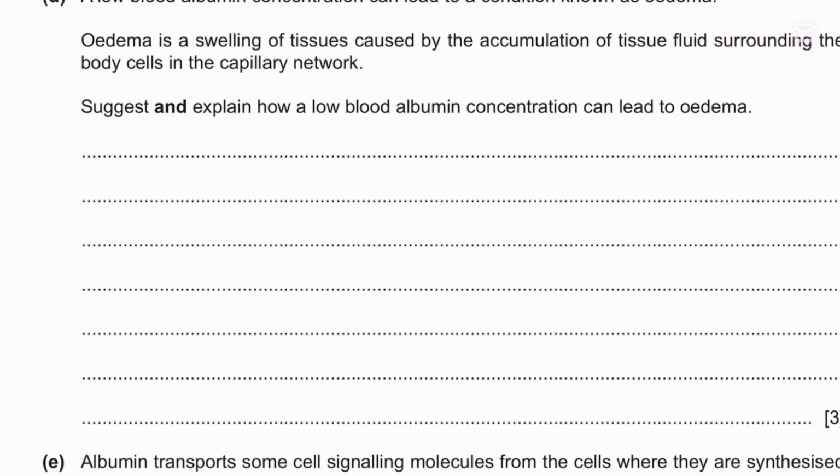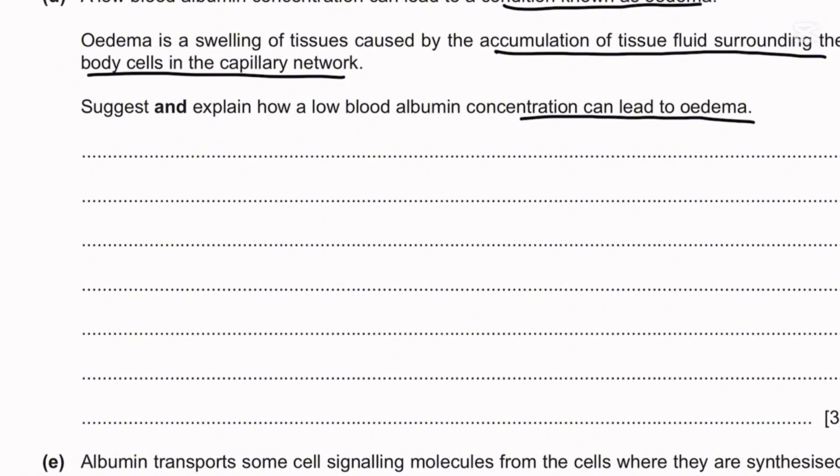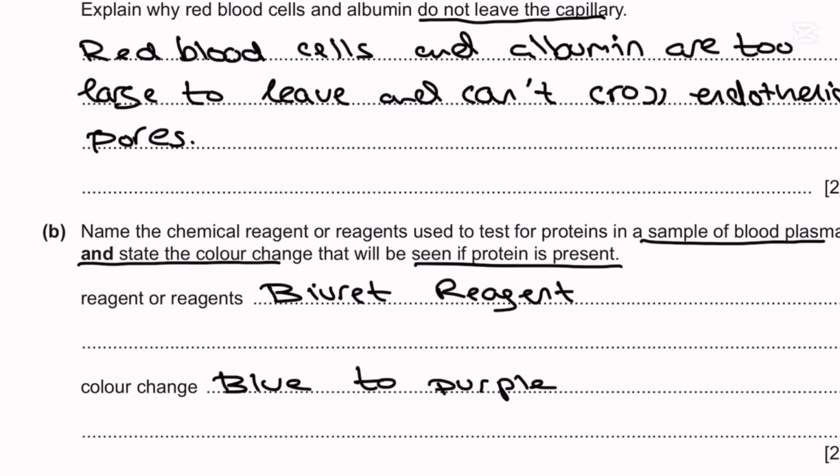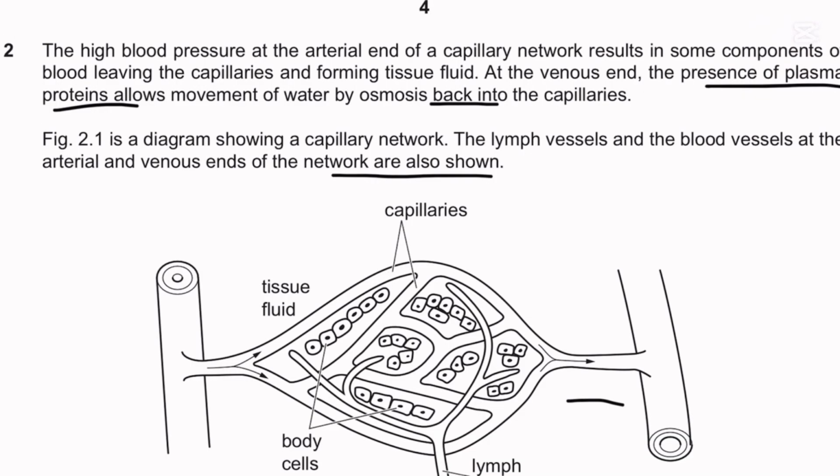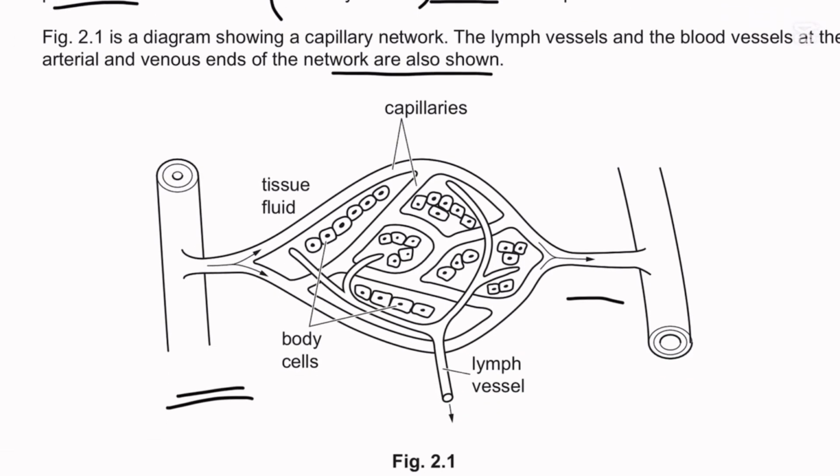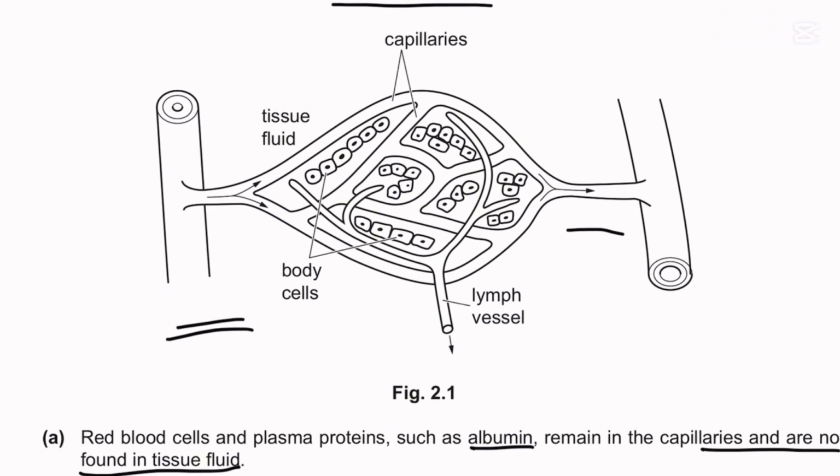D. A low blood albumin concentration can lead to a condition known as edema. Edema is a swelling of tissues caused by accumulation of tissue fluid surrounding the body cells and the capillary network. So just to explain how low blood albumin concentration can lead to edema. They mentioned that plasma proteins allow water to move back by osmosis into the capillaries. Edema is going to be the condition where tissue fluid accumulates in the tissues.